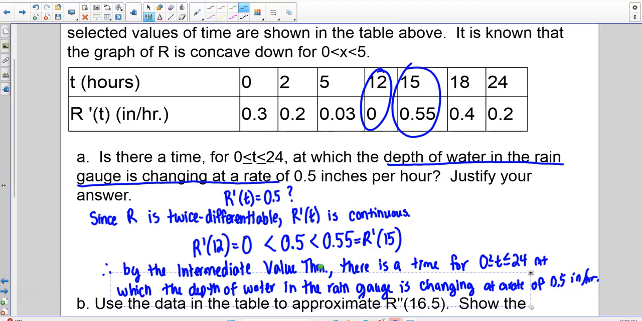Yes, 15 to 18 would be fine. You could even do from like 0 to 15. You have to use 15 because it is the only time that r prime of t is greater than 0.5. But you could use all of the rest of the points instead of using r prime of 12.